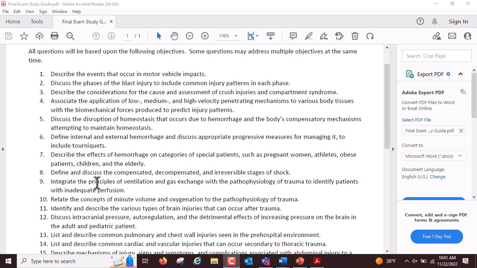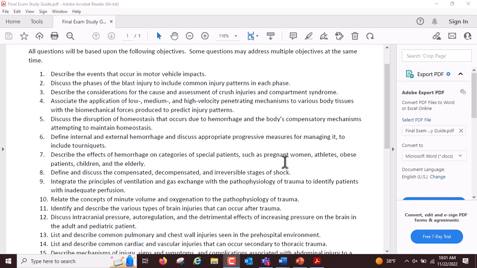Number 9, integrate the principles of ventilation and gas exchange with the pathophysiology of trauma to identify patients with inadequate perfusion. This comes across the board in all trauma, but in particular with chest trauma. When we're looking at issues of chest trauma, particularly in the area of perfusion and diffusion, make sure you know the difference between those two words. They're both critical to our patient, but they're two entirely different functions.